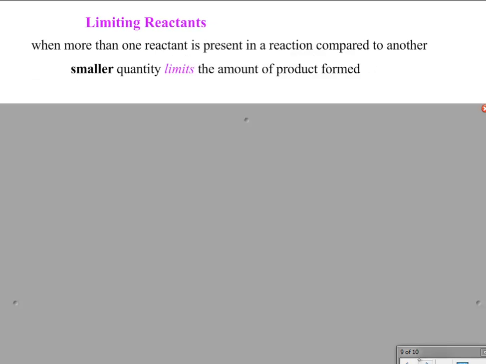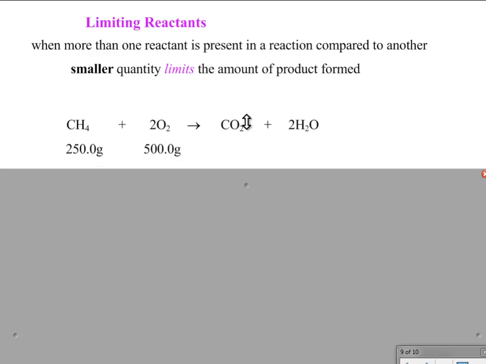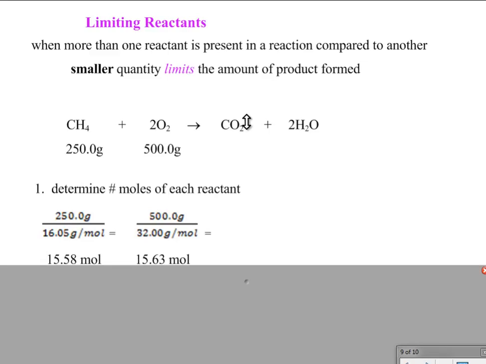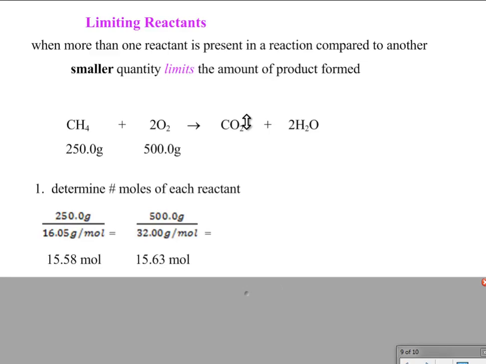Limiting reactants is when we have 2 quantities and we're trying to figure out which one's going to control the amount of product we actually get. Same reaction. Now we have starting amounts of both methane and oxygen. Which one's going to determine how much product we get? Same deal. We find the number of moles of each reactant by dividing by each's formula mass. We get about the same number of moles of each. That's no help. So we get 15.58 moles of methane, 15.63 moles of oxygen is what we start with.